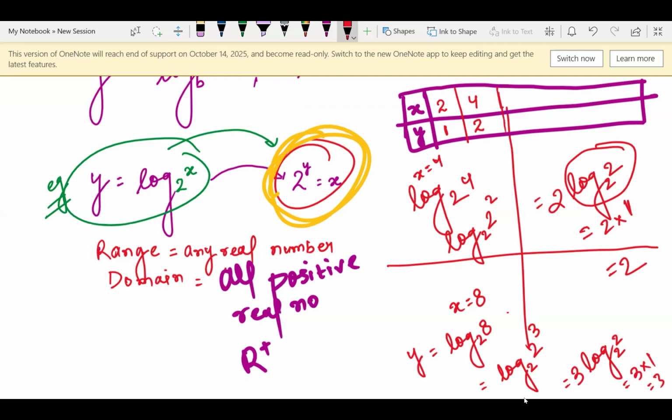This rule, the power coming in front, which rule number is that? Which rule is that, which number? Yeah, I'm telling you.